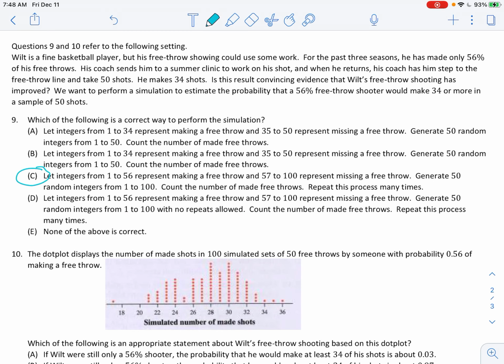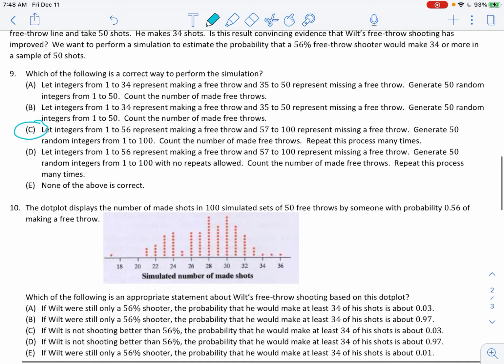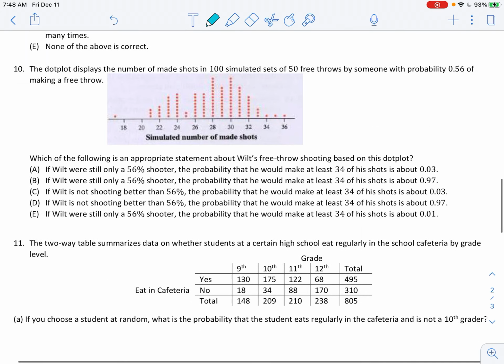So we've done this simulation. We get these numbers out of our calculator, it spits out values, and we analyze them and see, okay, here's what happened this time, here's what happened this time. So I see on this dot plot, for example, there is one time where he made 36 out of 50 shots. There was one time where he made 17 probably out of those shots. So variation happens. It's just random chance. They repeated these simulations 100 times.